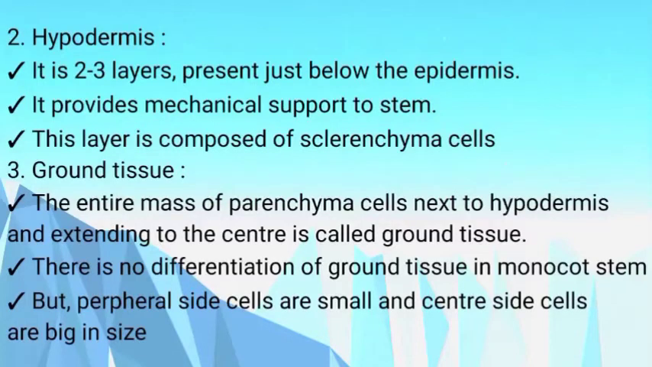Here you have to remember, the hypodermis of the monocot stem is completely composed of sclerenchyma, and the function of this hypodermis is giving mechanical support to the stem. Coming to ground tissue, it is completely composed of parenchyma cells. These are present up to the center. And one more thing, the parenchyma cells of ground tissue situated on the peripheral sides are smaller ones, and those situated on the central side are bigger in size.